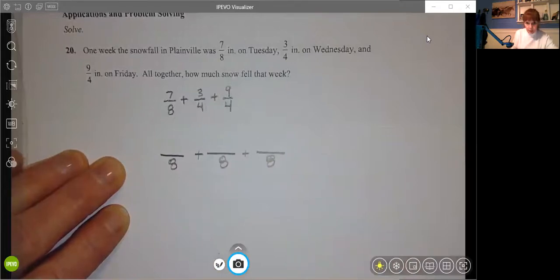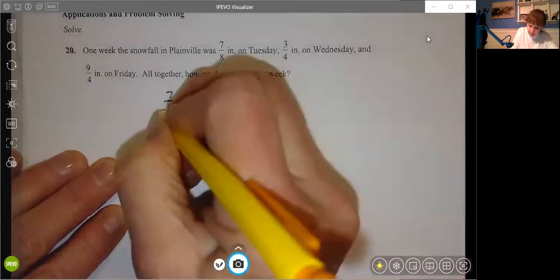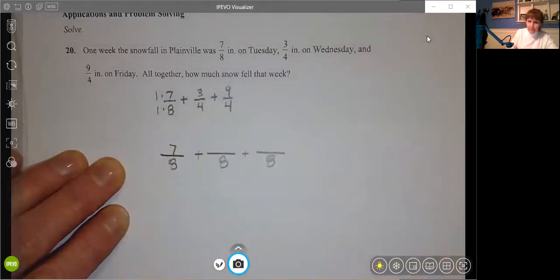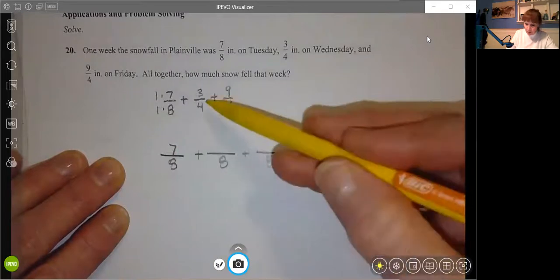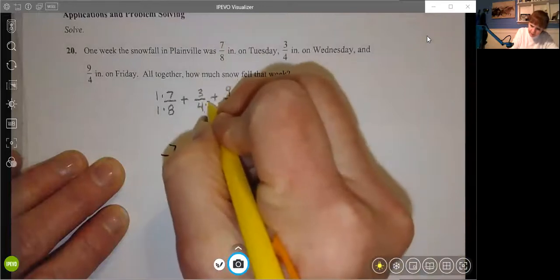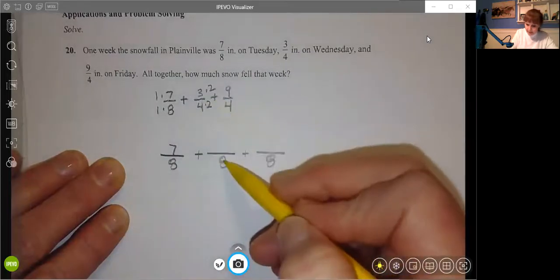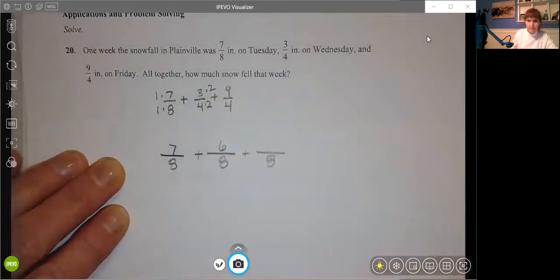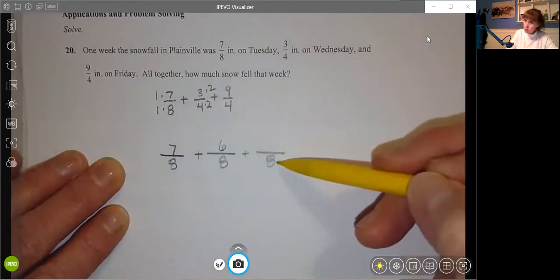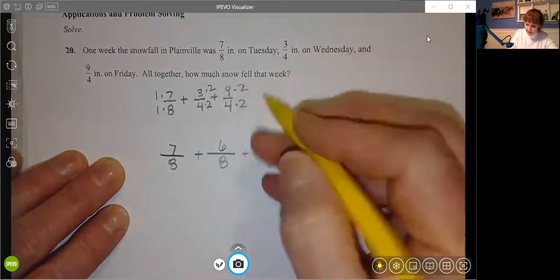All right, well, the first one, what do I multiply 8 by to go to 8? Well, that's 1. So times 1, times 1. So I end up with 7. Let's go to our next fraction. What do I multiply the 4 by to get to the 8? 2. So I'm going to multiply by 2, multiply by 2. So I get my 8 and I get 6. What do I multiply 4 by to get to 8? 2. So times 2, times 2. So I get 8 and then 18.